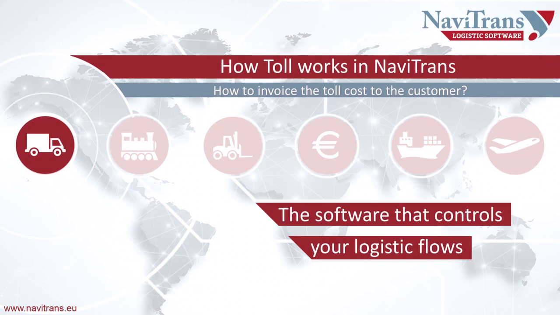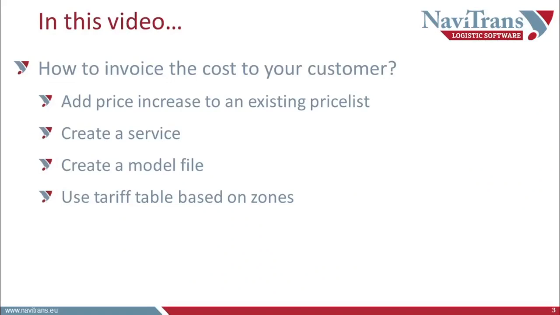My name is Stijn and in this video I will show you how you can manage the Belgium kilometer tax in Navitrans. There are 4 ways to invoice the toll costs to the customer: via a price increase to an existing price list, by creating a new service, using a model file, and at last creating a tariff table based on zones.